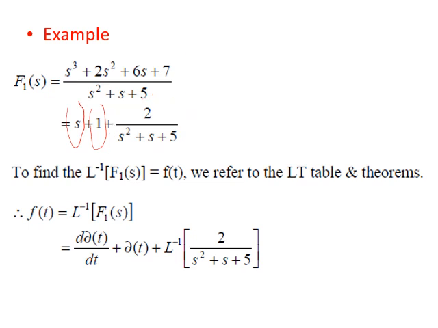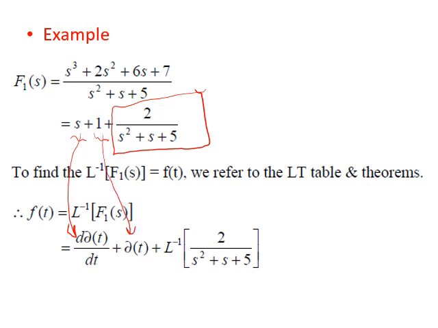Let me just erase this. So again, let me repeat this point. This one is found in the table, this one is found in the table, and this one we need to apply the partial fraction expansion to. So now if I try to find the Laplace inverse from the table, you will find that s is d delta(t) by dt, where 1 is delta(t), and this function is as it is. So we are going to apply the Laplace inverse theorem to it.